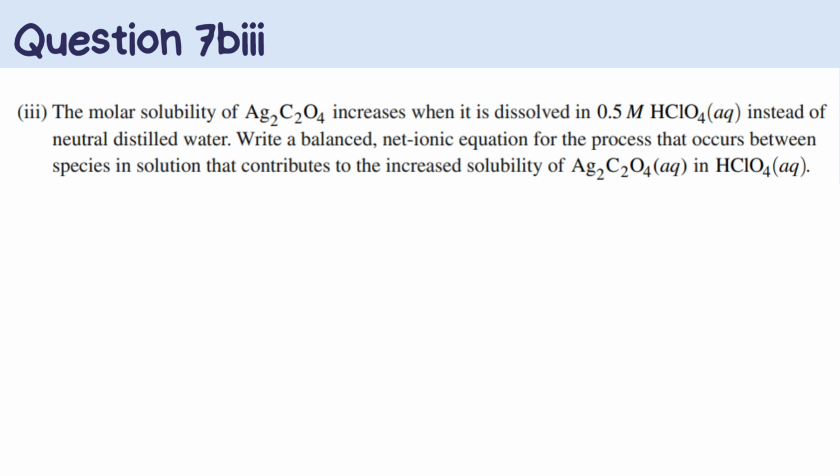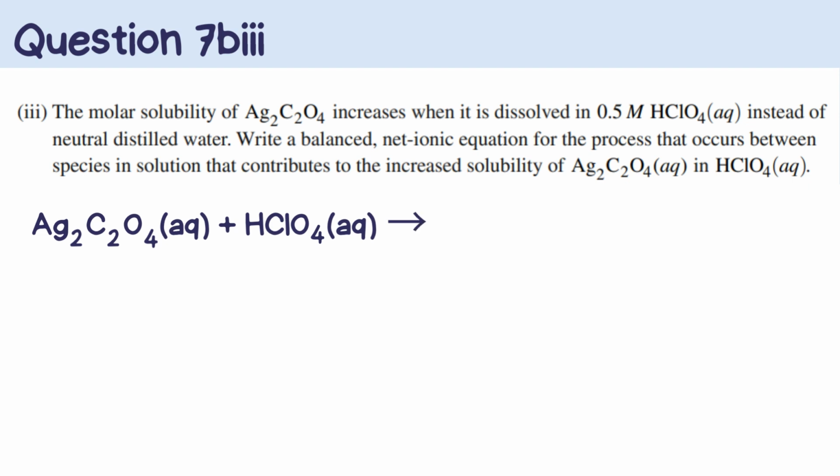So let's begin with our silver oxalate, which is aqueous, and let's add that to the perchloric acid, which is also aqueous. And that's going to yield some unknown product, which we'll have to find ourselves. And in order to find those unknown products, we must cross down charges. So if we break apart the silver oxalate, it will be the Ag plus and the oxalate 2 minus. And that's because the 2 next to the silver goes up as a charge for the oxalate. Now for the perchloric acid, it's going to be the H plus and a ClO4 minus.